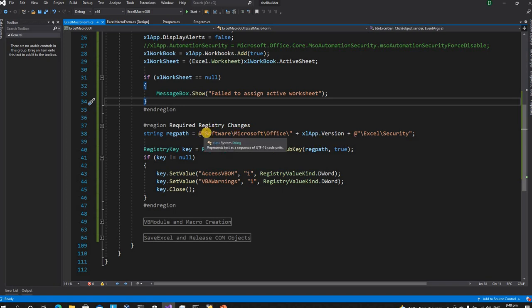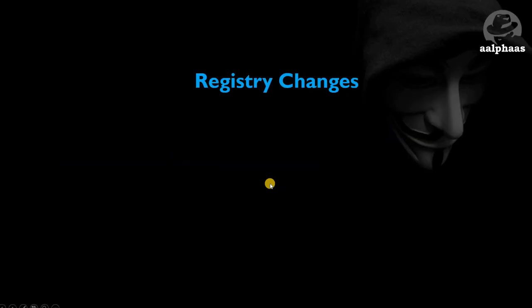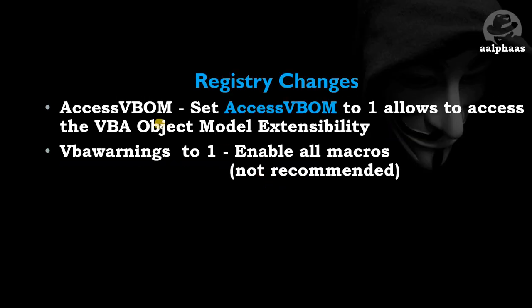The current path of that one is it will be under the current user, software, Microsoft Office, and the version of the Excel that you are using, then the Excel/security. This is the path we have to get access, and we have to add two keys there. I'll show you what exactly these values are.